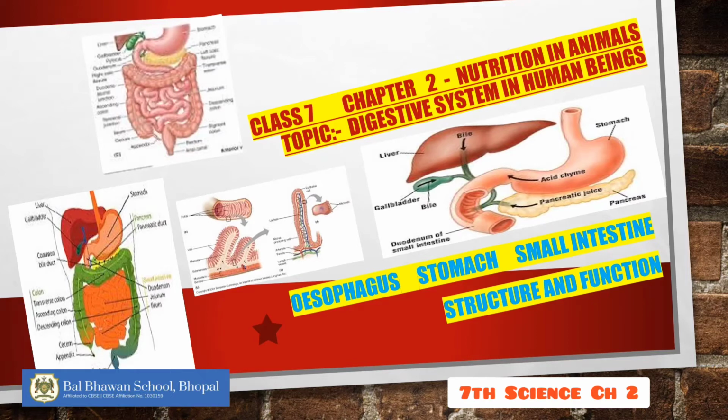Good morning, children. Today we are going to cover the topic digestive system in human beings. Under this topic, we will cover three organs of the digestive system: esophagus, stomach and small intestine. We are going to study the structure and function of these organs.